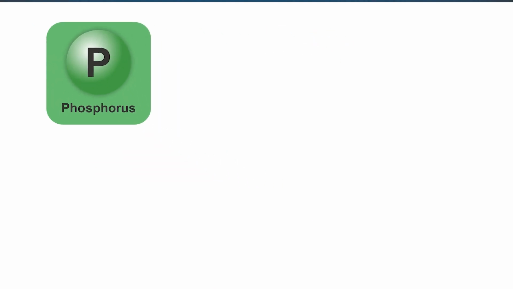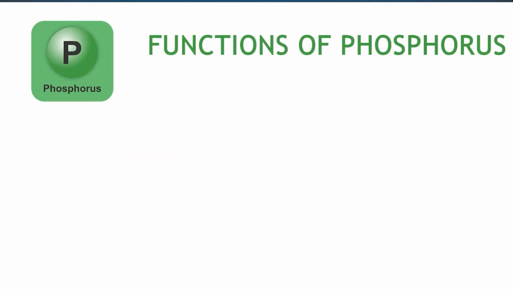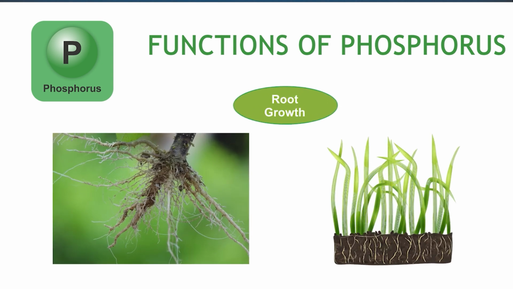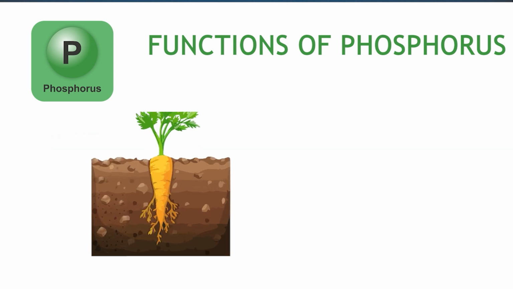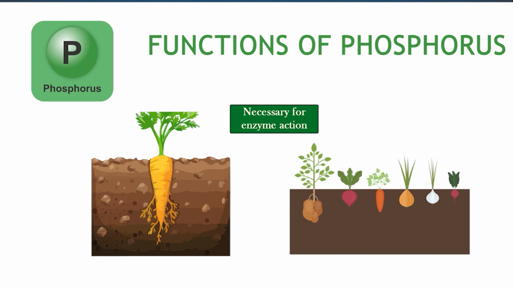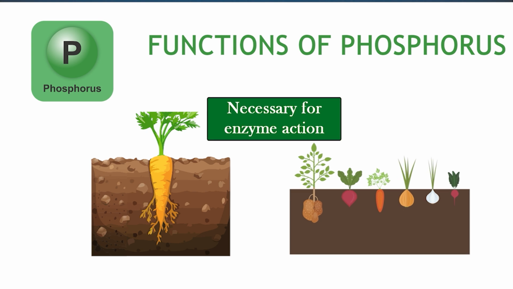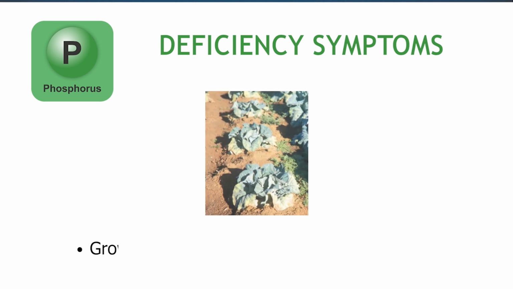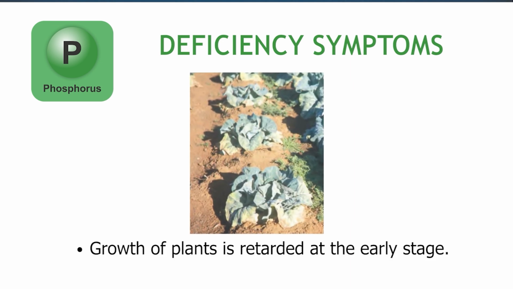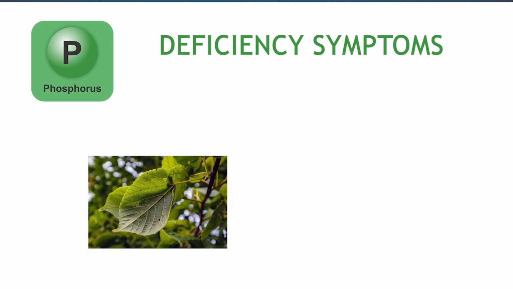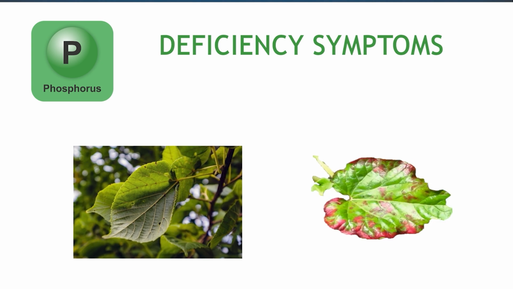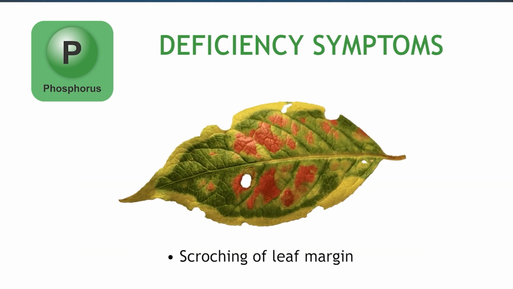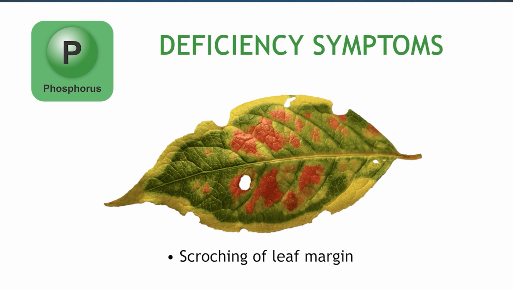Second, phosphorus. Its functions are following: stimulates root formation and healthy growth of roots, increases the number of tubers in tuber crops, necessary for enzyme action in many plant processes. Its deficiency symptoms are: growth of plant is retarded at the early stage. Older leaves curl up and become purplish in color. Sometimes scorching of leaf margin is observed.